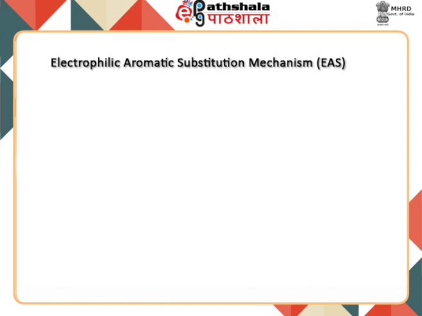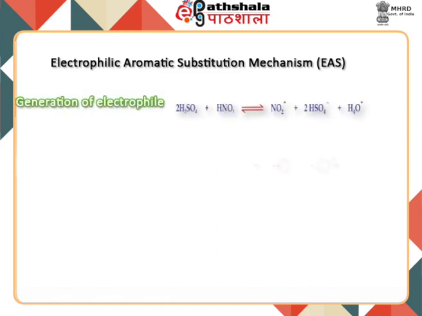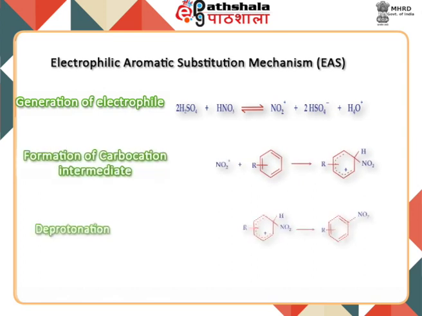Examples of reactions undergoing the electrophilic aromatic substitution mechanism, that is EAS, are nitration, sulfonation, halogenation and Friedel-Crafts reactions. During nitration of benzene or substituted benzenes, the hydrogen atom of the ring is substituted by a nitro group. Here, the nitronium ion acts as the electrophile.